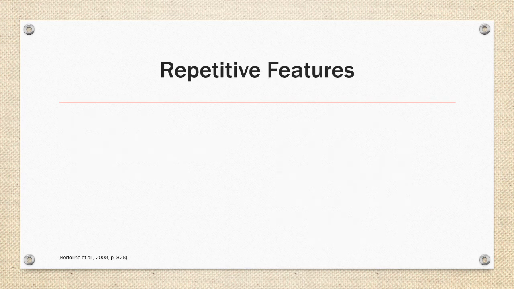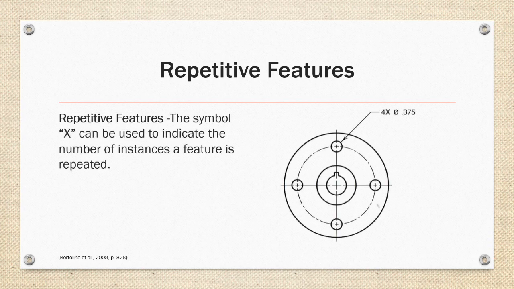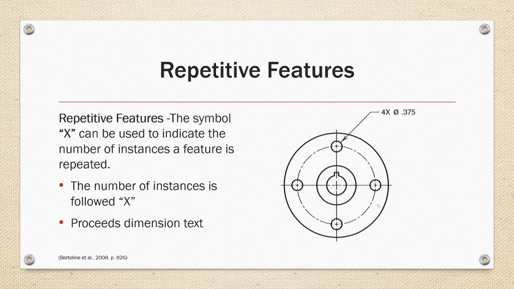Repetitive features. The symbol X can be used to reduce the number of dimensions needed for repetitive features by indicating the number of instances. The number of instances is followed by the X and precedes the dimension text, as shown with the 4 times diameter 0.375 pattern defined in the example.